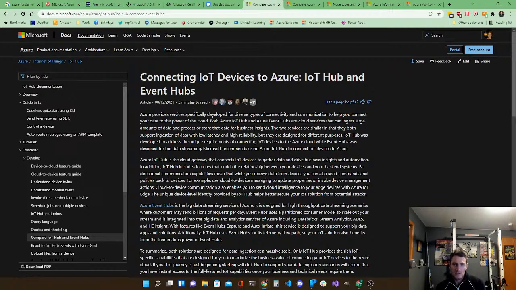Azure provides services. Both Azure IoT Hub and Event Hubs are cloud services that can ingest large amounts of data, process or store that data for business insights. Features are similar in that they both support ingestion of data with low latency and high reliability, but they're designed for different purposes. IoT Hub is developed to address the unique requirements of connecting IoT devices to the Azure cloud, while Event Hub is designed for big data streaming. Microsoft recommends using IoT Hub to connect to IoT. Okay.